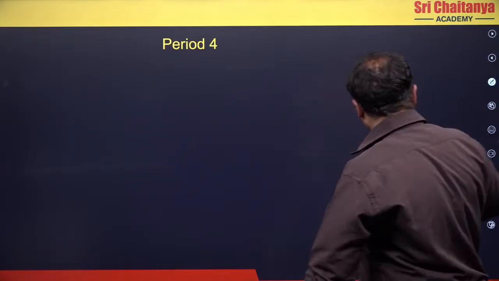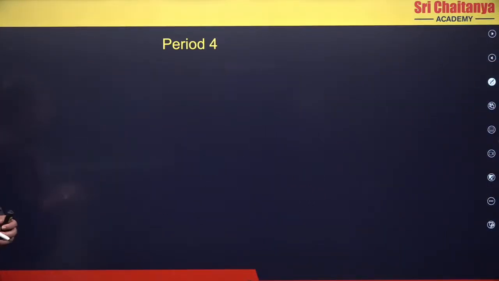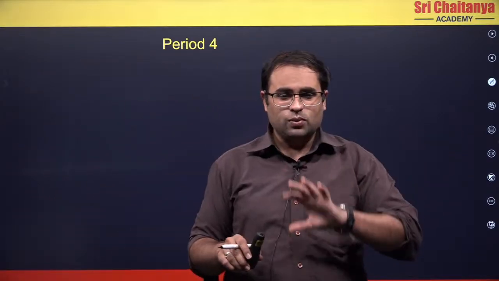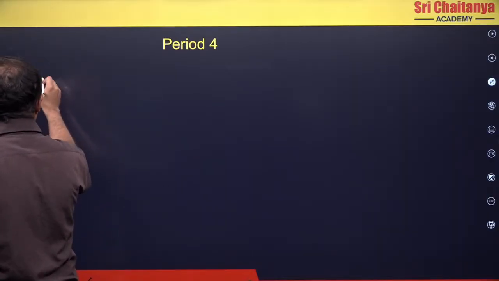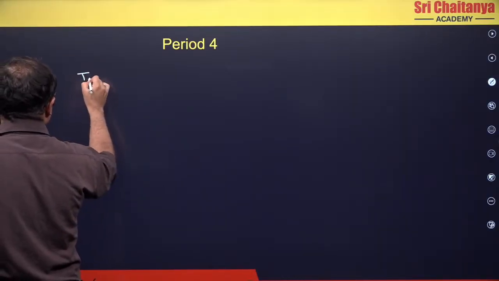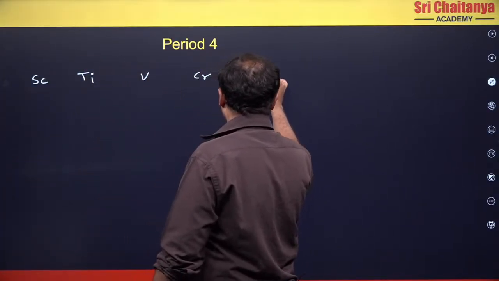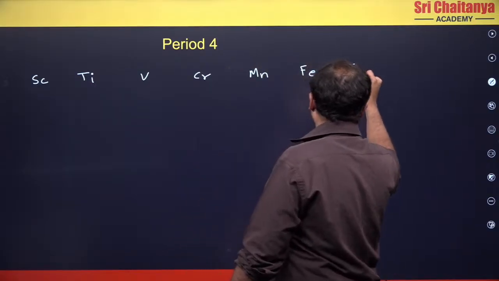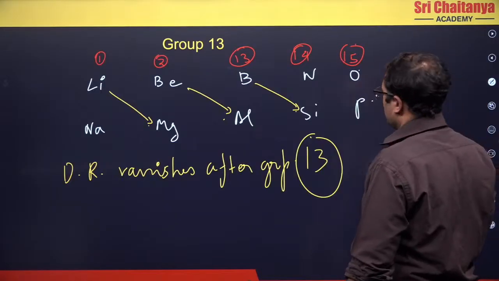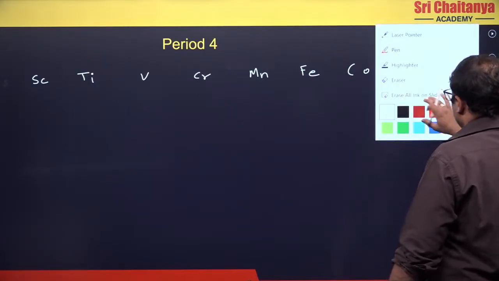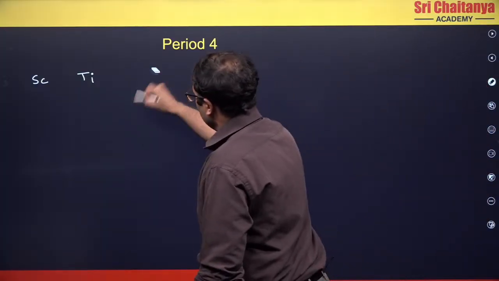Now let's talk about period 4. Something important is there. Let us see that. Period 4 is the first D block series, which is also called the transition series. Let us write that down here. Let me make equal space for all. Right.